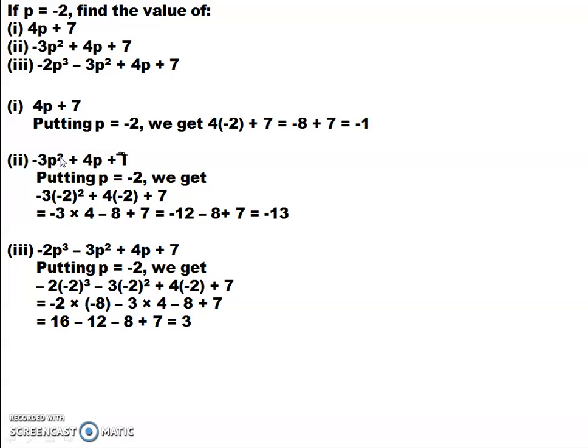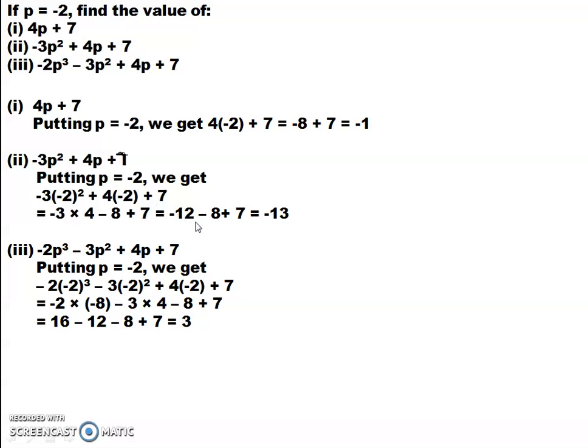Negative 3 into negative 2 square. Students, see here you have a bracket, negative 2 into negative 2. You should first multiply that. What is negative 2 into negative 2? It is positive 4. Then negative 3 into 4 is negative 12. 4 into negative 2, negative 8. Then plus 7. As it doesn't have any variable, you have to put it as such.